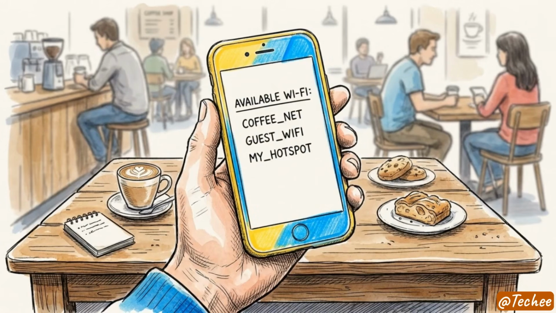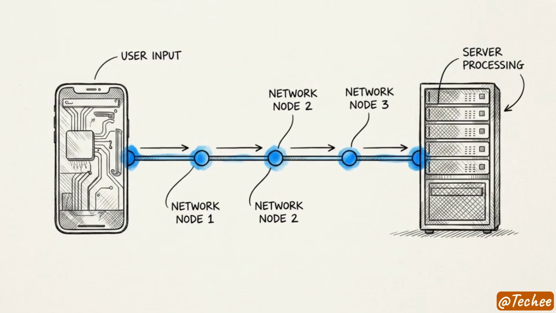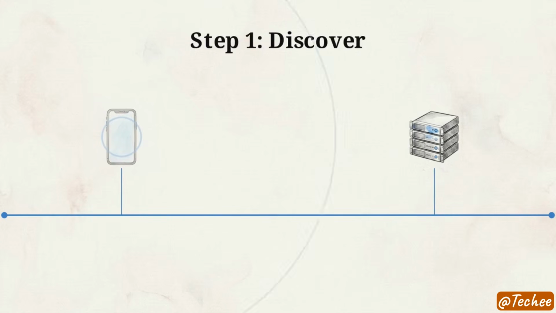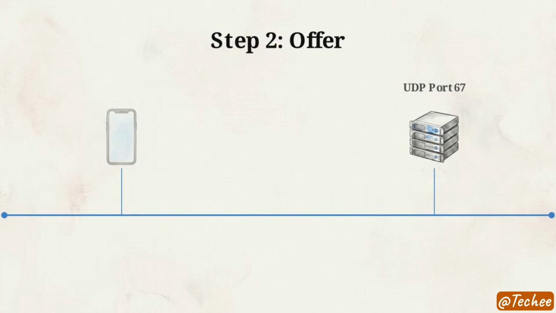Let's zoom in to the microscopic level. What actually happens in the exact moment your phone walks into a new coffee shop and connects to the Wi-Fi? Your phone and the network server engage in a high-speed four-part negotiation. Network engineers call this the DORA process: discover, offer, request, and acknowledge. Looking at this network grid, we see step 1, discover. Because your phone doesn't have an address yet, it shouts out a general broadcast across the entire network, asking if an address manager is listening.